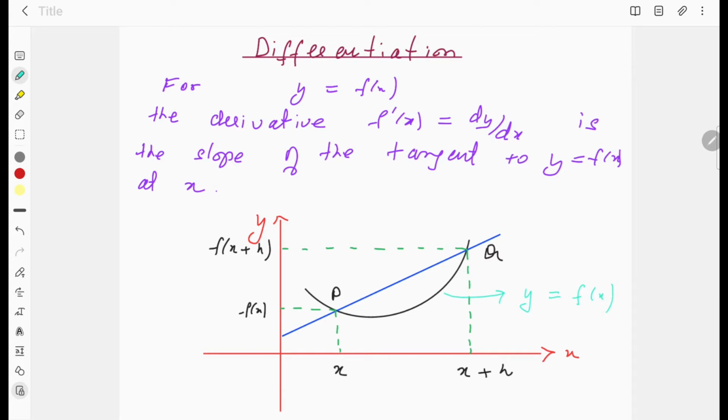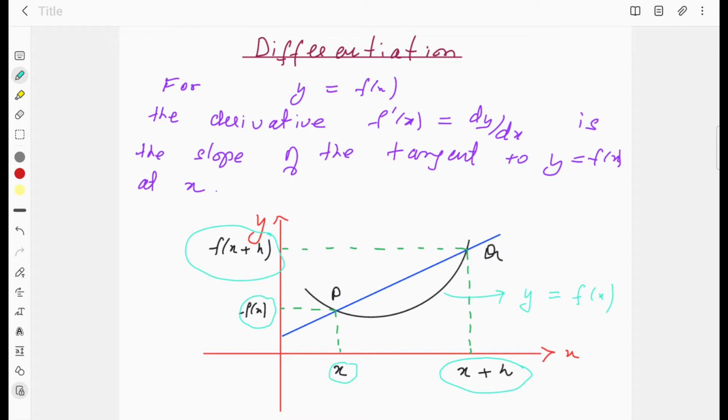and there are 2 points on the curve, P and Q. At P, the value on the x-axis is x, and the corresponding value on the y-axis is f(x). Likewise, for Q, the value on the x-axis is x plus h, and the corresponding value on the y-axis is f(x plus h).